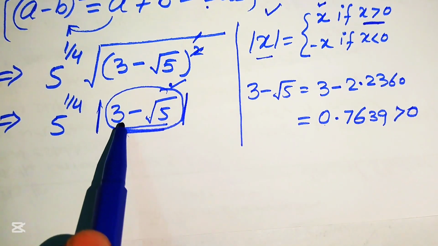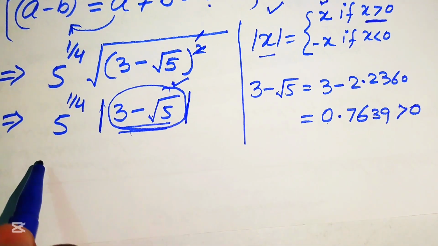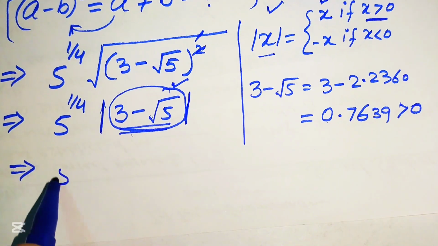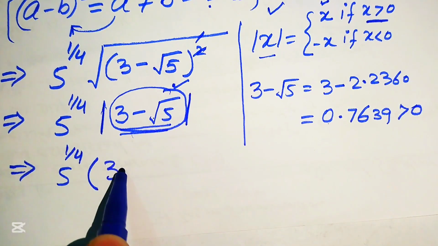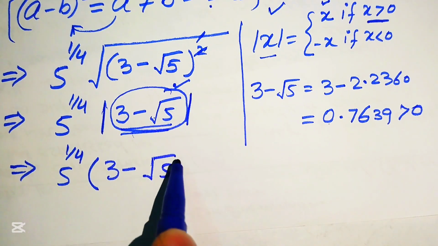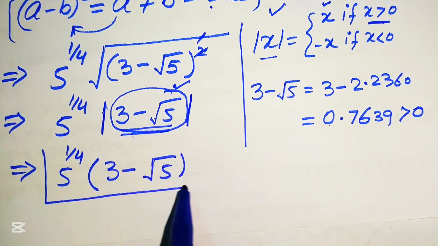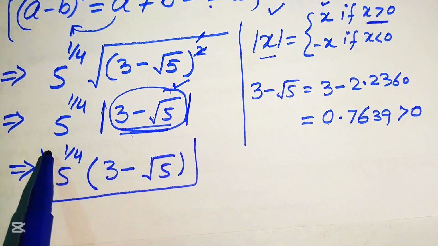So you see here 3 minus square root of 5 is greater than 0, so we will write it as 5 to the power of 1 over 2 into, this becomes a positive value, 3 minus square root of 5. And this is our final answer of this question.